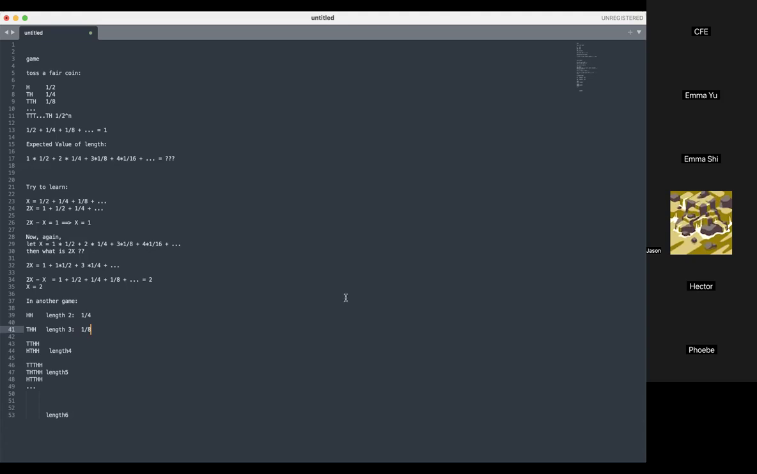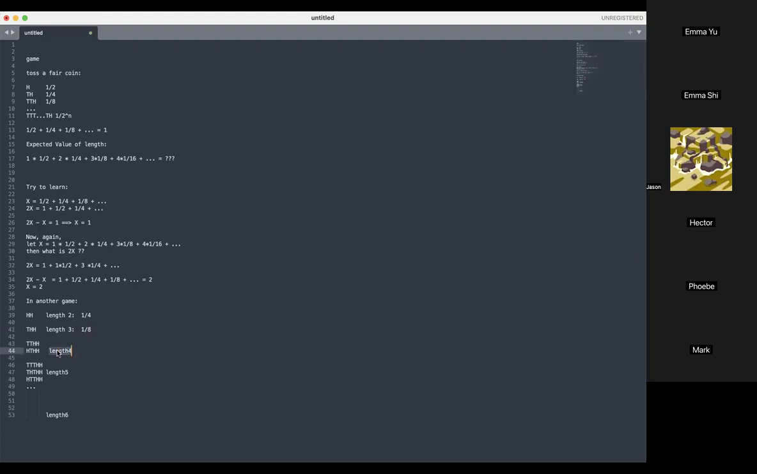And maybe for Hector, do you know what's the probability for length four? 1/16. Remember that for length four we have two cases, TTHH and HTHH are both length four. So what's the total probability of getting length four? Also 1/8. Yes, because the only thing we care about is how many times we toss a coin. In both cases we toss the coin 4 times, so we need to put them together.